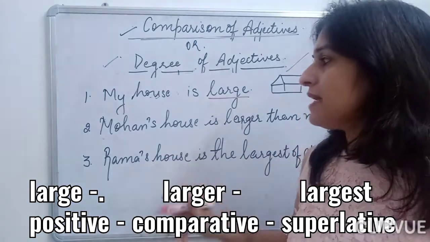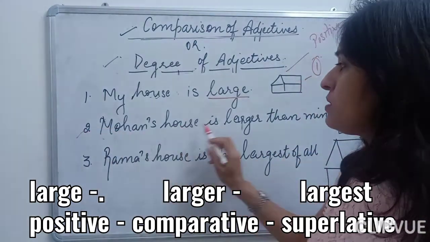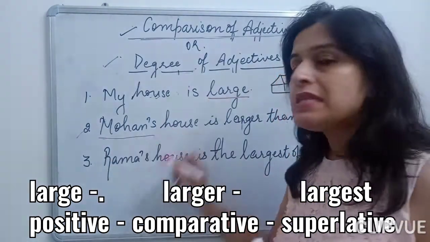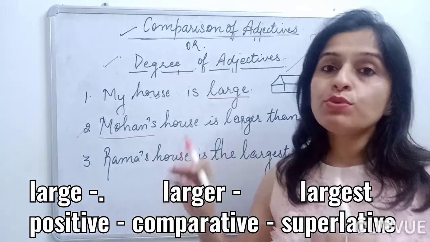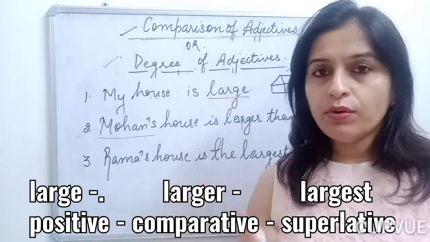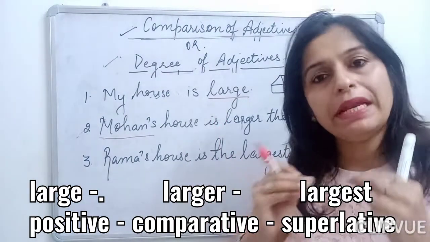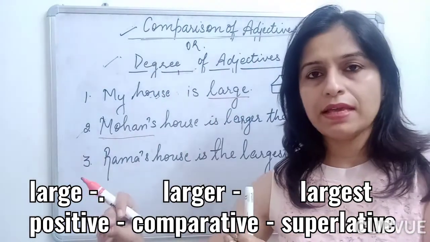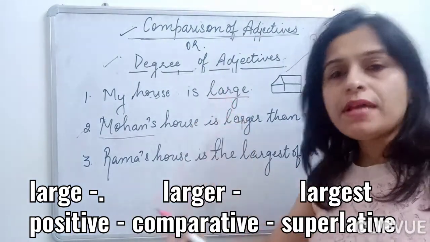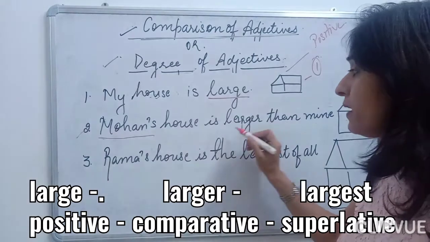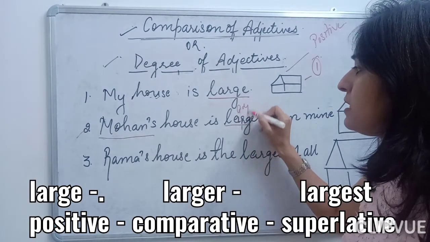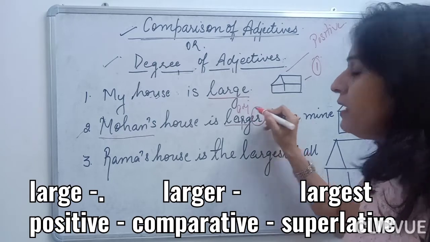Fine. Second sentence now. Mohan's house is larger than mine. ठीक है. अब now see here. अब मैंने यहाँ पे कहा कि जो मोहन का घर है वो मेरे घर से बड़ा है. ओके, तो मैंने यहाँ पे कंपेयर किया. मैंने अपने घर को मोहन के घर के साथ कंपेयर किया. ओके, सो टू कंपेयर व्हाट हैव आई डन? मैंने क्या किया? आई हैव यूज्ड, मैंने अपने एडजेक्टिव दैट इज लार्ज को क्या ऐड किया?